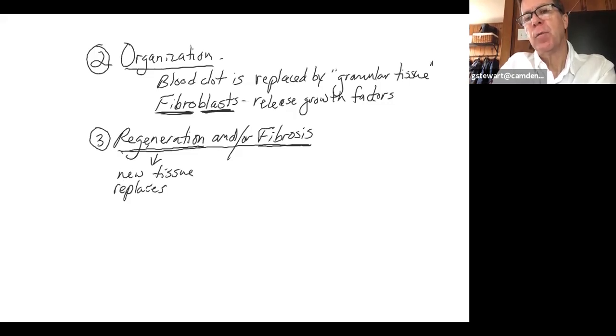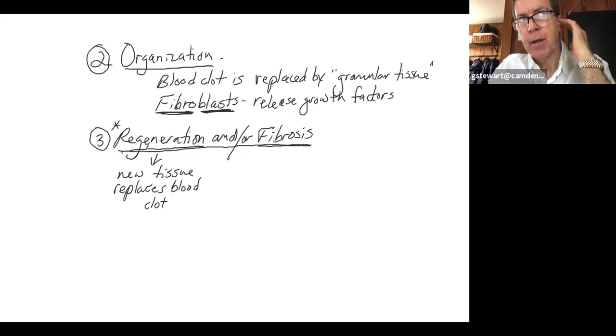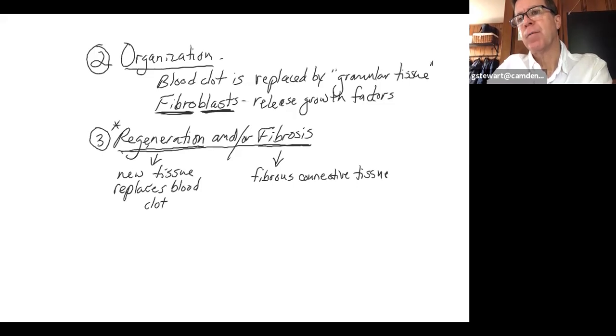I'm just going to say new tissue replaces blood clot. And this usually occurs also in tissues where we have a lot of active stem cells, like in the epithelial tissues. Fibrosis, I'm just going to remind you, this is just fibrous connective tissue that actually replaces the original tissue type. And you know what scar tissue is. It's that tough, hard, fibrous tissue that has a very low blood supply to it. All right.